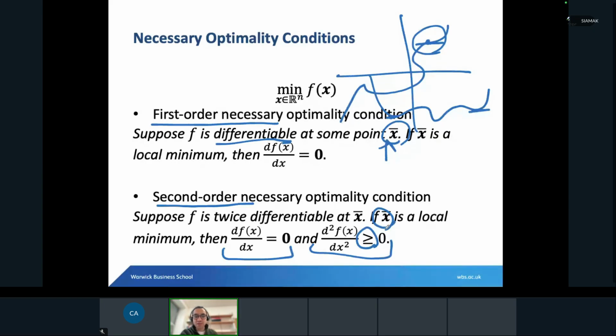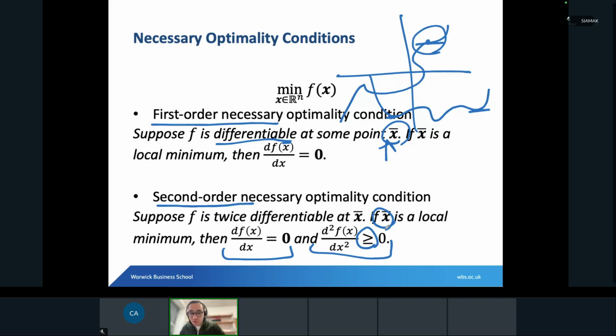At that point, if the first derivative is equal to 0 and the second derivative is non-negative, then we call it a local minimum. Does it make sense? Is it clear? So if all points from the second derivative are positive, then it is convex. Yes, we'll come to that one.